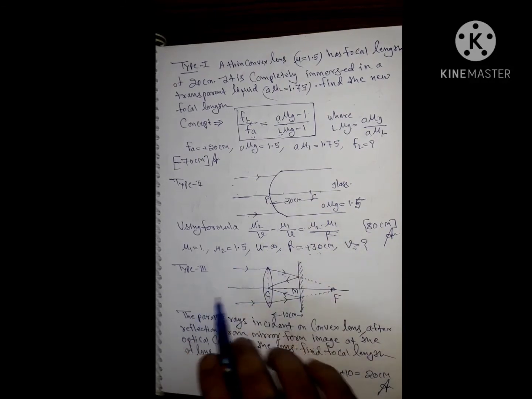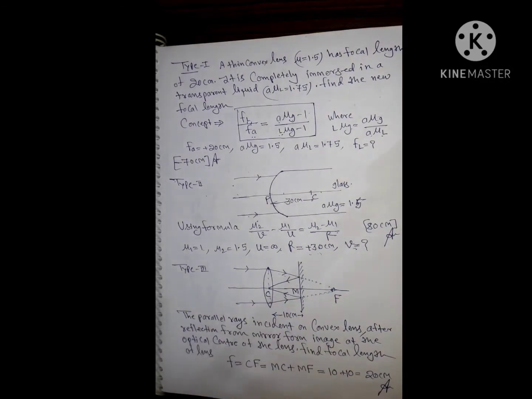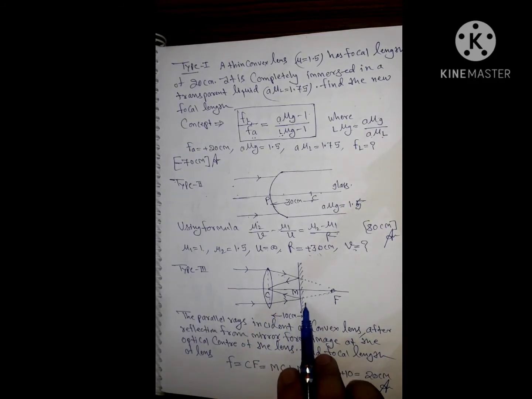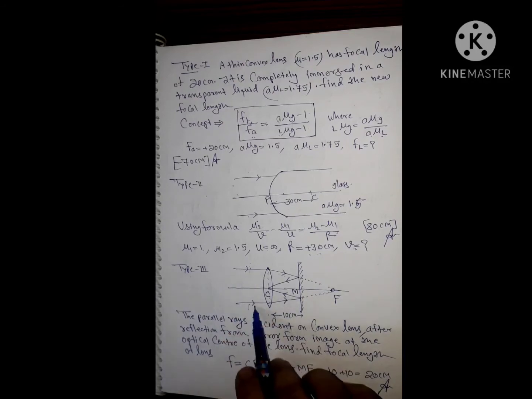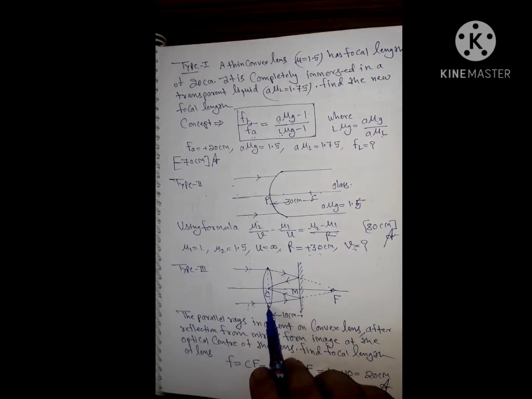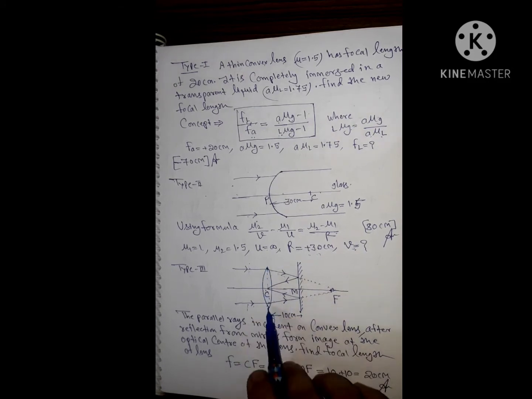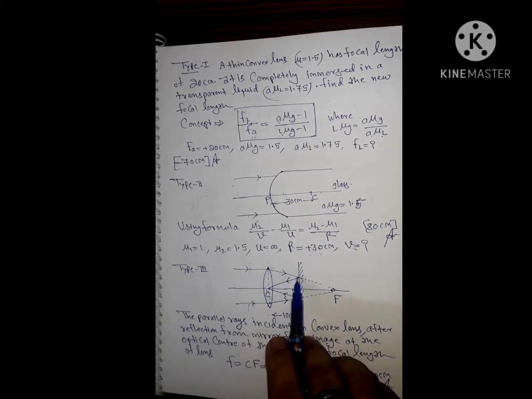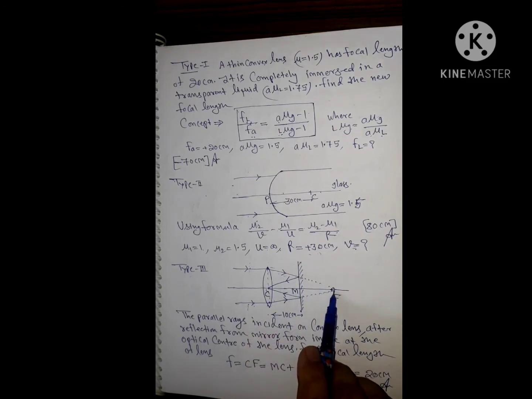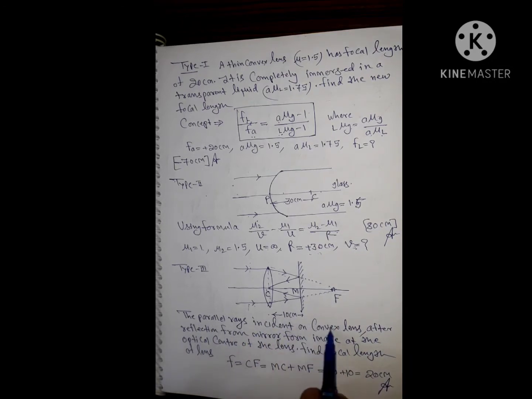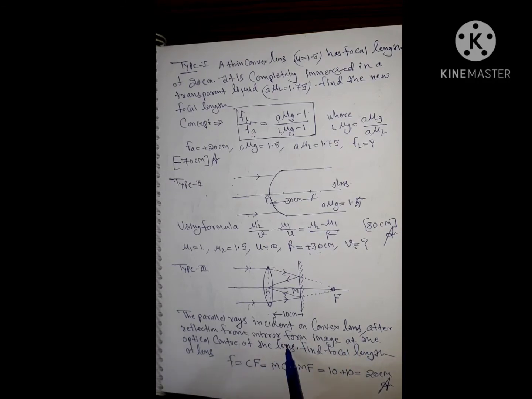I am taking one more example, a very important, very good example, type number 3. This is a combination of lens and mirror. The question is about a convex lens. Two rays strike parallel to the principal axis at the convex lens. Due to the property of a converging lens, the rays bend, and suppose the image is formed at this point. The parallel rays incident on the convex lens, after reflection from the mirror, form the image at the optical center of the lens. Find the focal length of the lens.